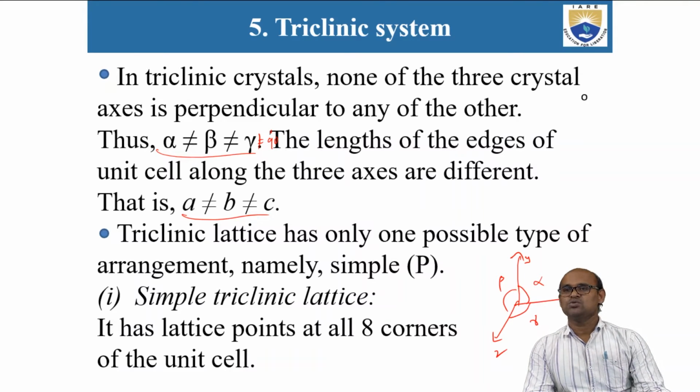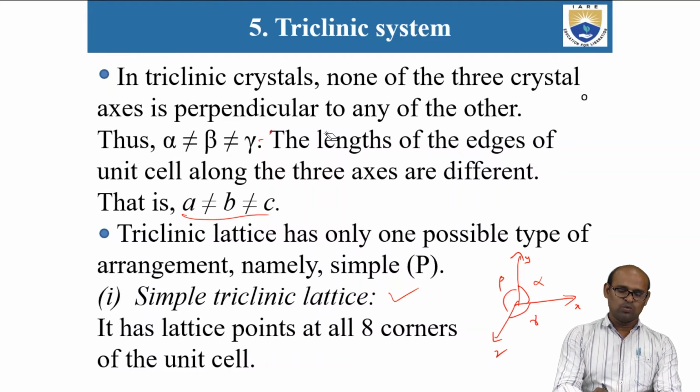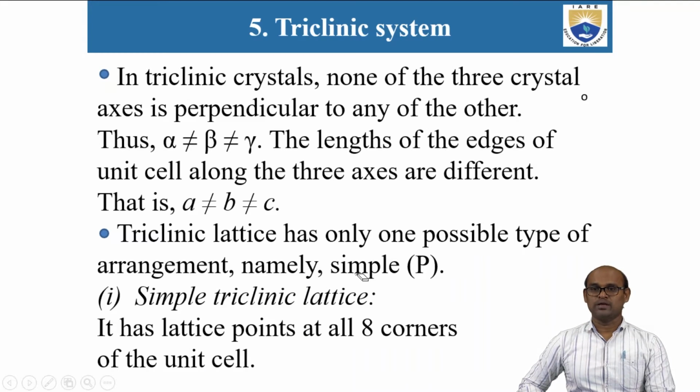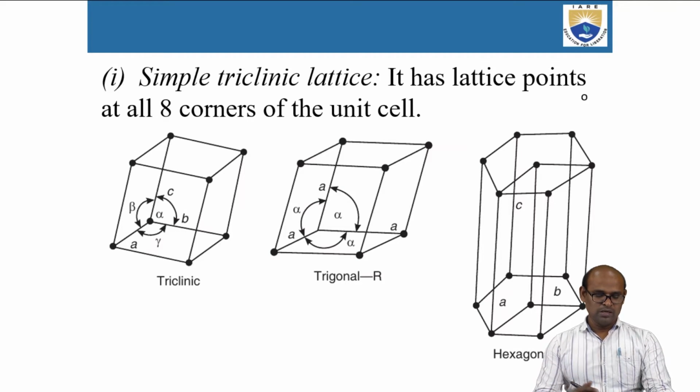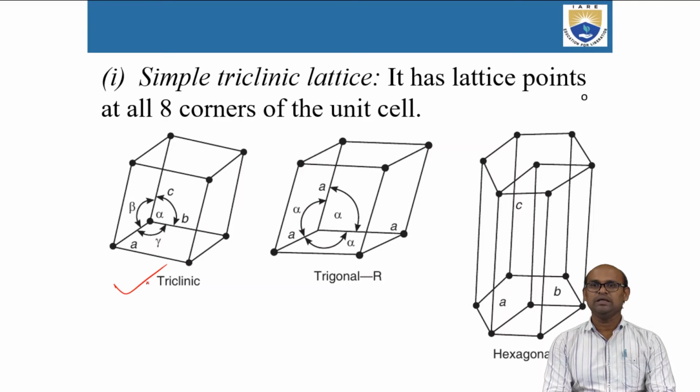The triclinic lattice has only one possible type of arrangement, the simple triclinic system, which is primitive. Simple triclinic has only one type of arrangement, called the simple triclinic lattice, and it is a primitive lattice unit cell with a lattice point at all 8 corners of the unit cell. So this is the simple triclinic lattice system.